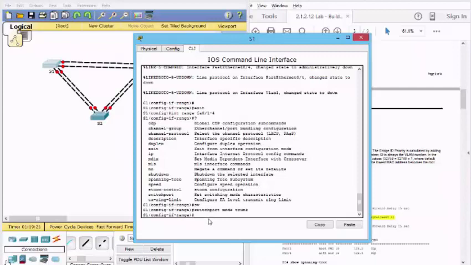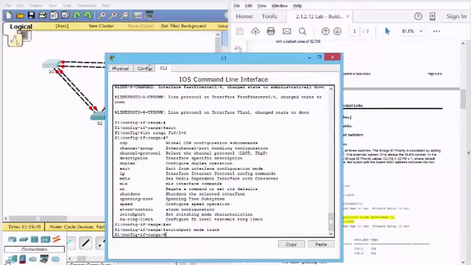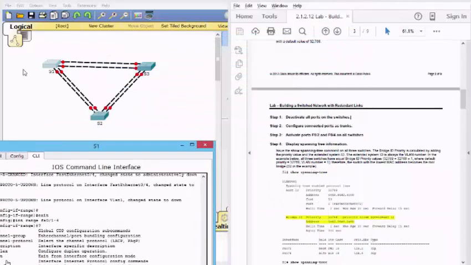And then, once we do the switch port mode trunk for switch S1, we're going to be activating only Fast Ethernet 0/2 and Fast Ethernet 0/4 of all the ports. So this is what they want us to do, the instruction.